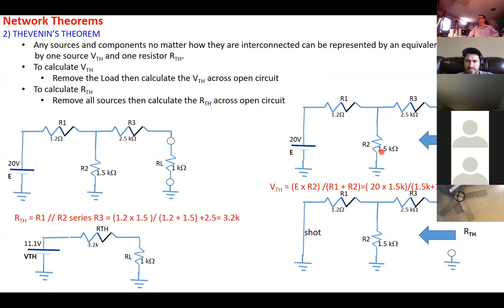Voltage divider. Very good. You want the VR2. That will be the same as V Thevenin. You take 20 times R2 divide R1 plus R2. Nothing to do with R3. The thing is open, so no current flows here. Okay, so V Thevenin equals E times R2 divide R1 plus R2. That's why you get 11.1 volts.